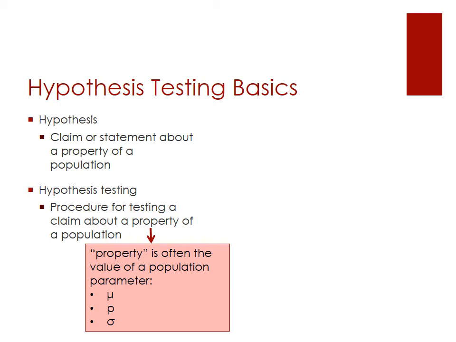So let's take a look at these real quickly and see if you can answer these questions. If I'm asking about a mu, that mu symbol, what does that go with? What population parameter is that asking about? Similarly, what happens for the lowercase p? What is it asking for? And what does my sigma ask for?